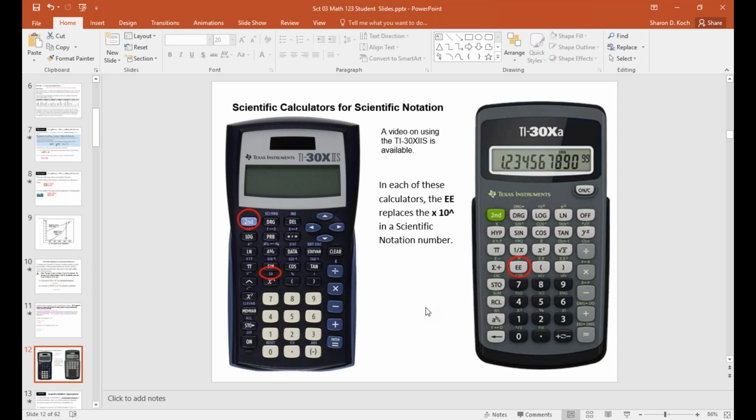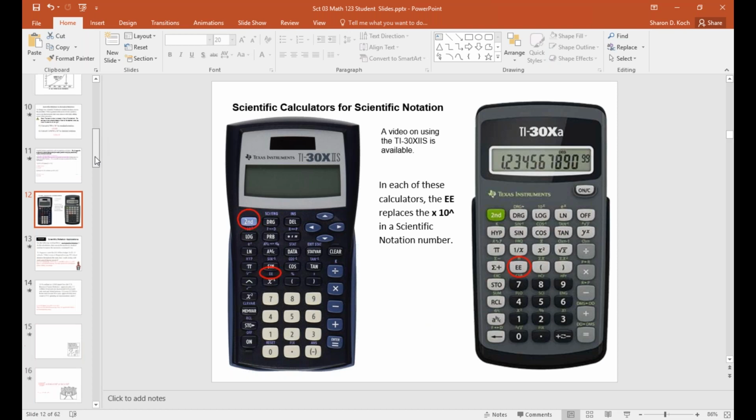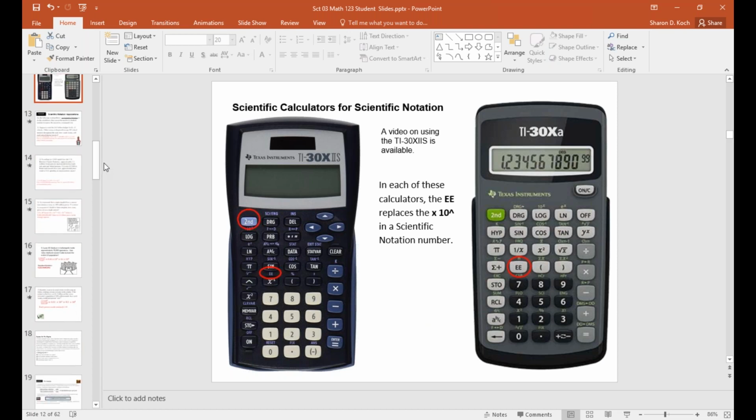So just be careful. Sometimes you have to watch the digits once again. It might not be rounding it to the correct number of significant figures there. But that option is available to you on these calculators.